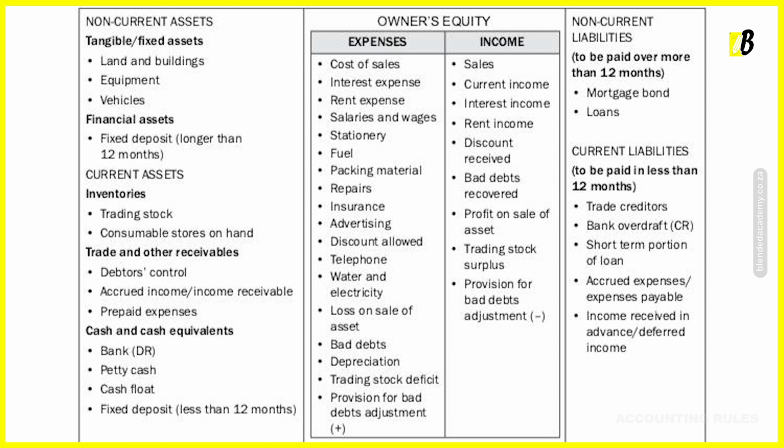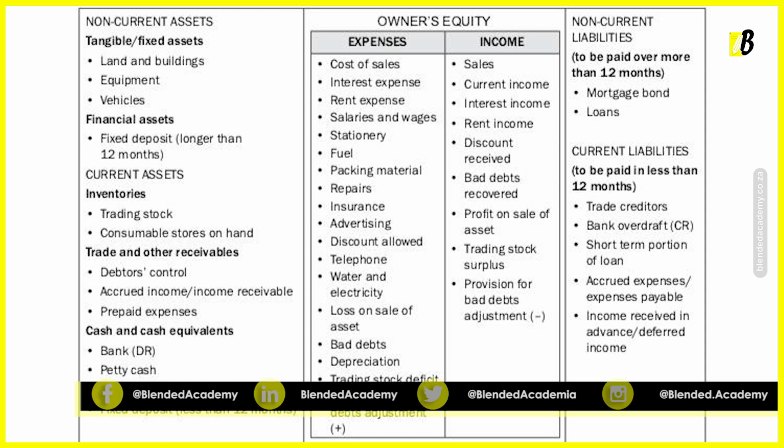So under owner's equity, as we said, we've got our income and our expenses, and income includes things like sales, our current income, our interest income, our rent income, our discount received, our bad debts recoverable, our profit on sale of asset, our trading stock surplus, our provision for bad debts adjustment.